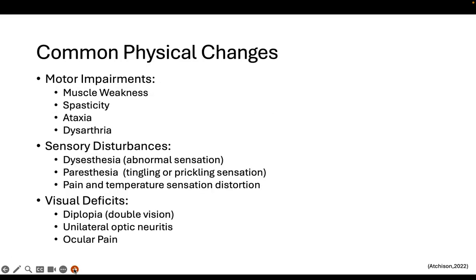Some common physical changes that you may see are motor impairments, which can be muscle weakness, spasticity, ataxia, dysarthria. Sensory disturbances, which could be abnormal sensation, tingling or prickling sensation, and also pain and temperature sensation distortion. And then there are also some visual deficits that can involve double vision, unilateral optic neuritis, and ocular pain as well.